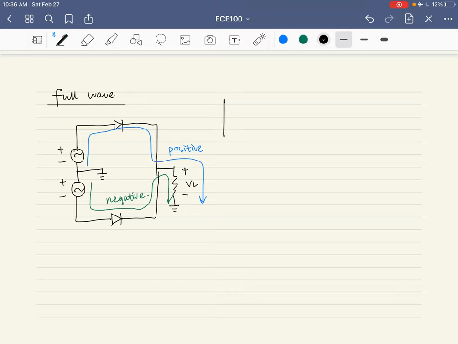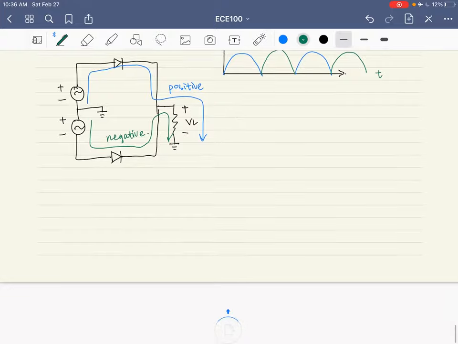They are symmetric, and the output looks like this. That's why it is called full-wave. And you can also add a capacitance there, so it will look smoother.